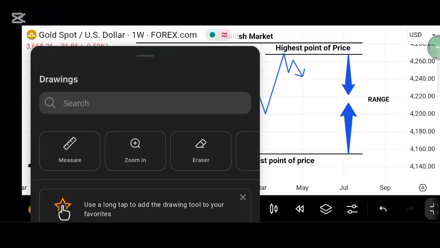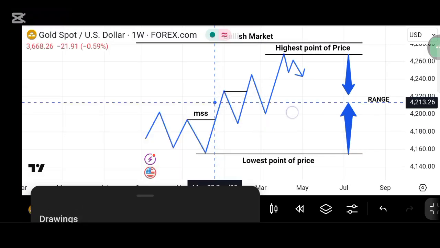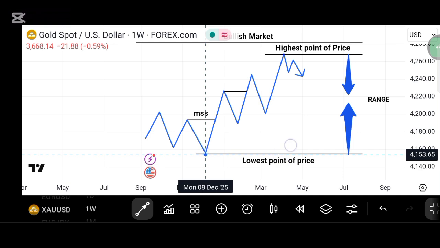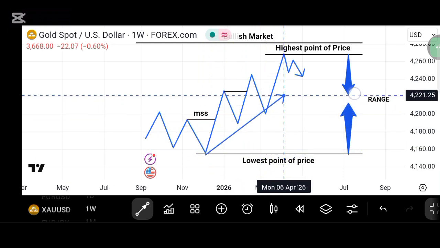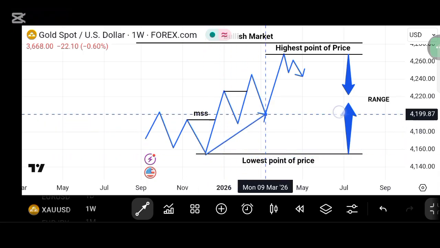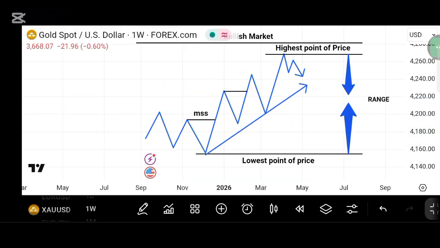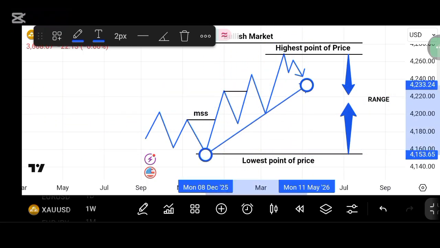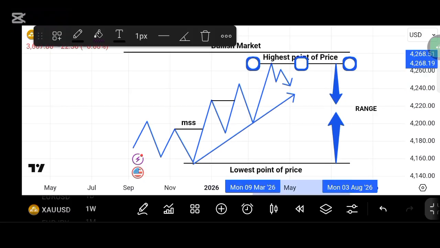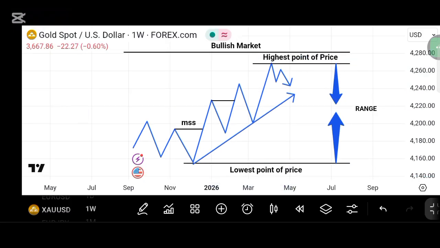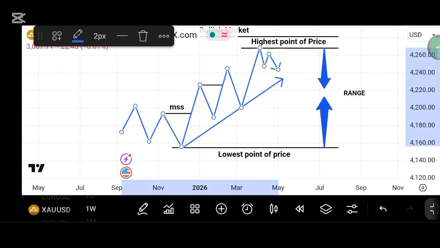And if you also use your trend line to draw behind the lows to connect them, once the lows are getting higher, that means price is actually trying to push upwards. So you can just connect these lows together and it will show you that, yeah, since the lows are going higher, then it's a bullish market. Yeah, so this is a bullish market structure. This is a range, the lowest point of price and the highest point of price. Then the MSS also stands for market shift structure or market structure shift, which I'll explain later on.